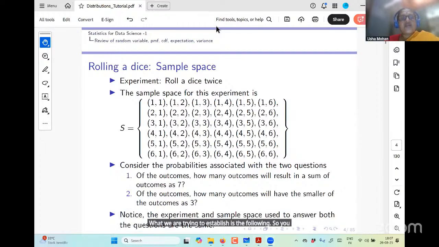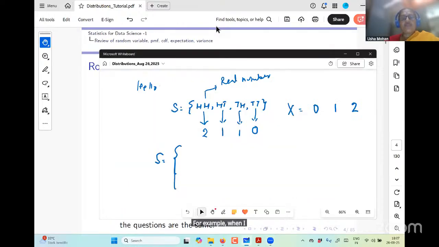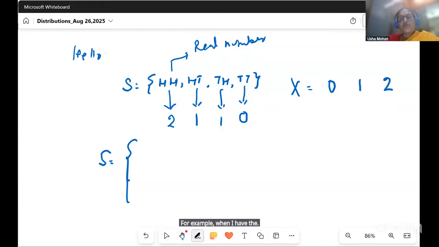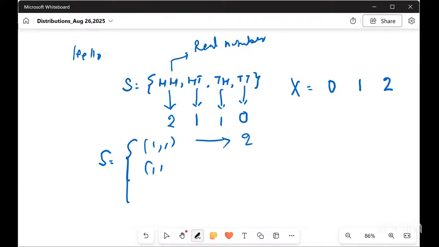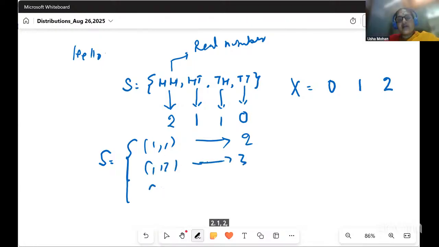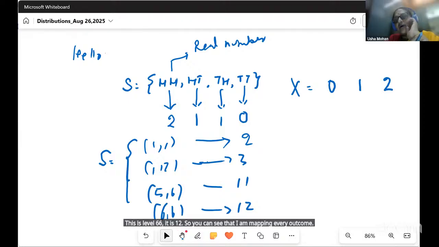When I look at the sum of outcomes, what is the sum of outcome 1, 1? I can map this outcome to what? What is the sum of this outcome? 2. For 1, 2, it is 3. Similarly, for 5, 6, this is 11. For 6, 6, it is 12. So you can see that I am mapping every outcome to a real number.